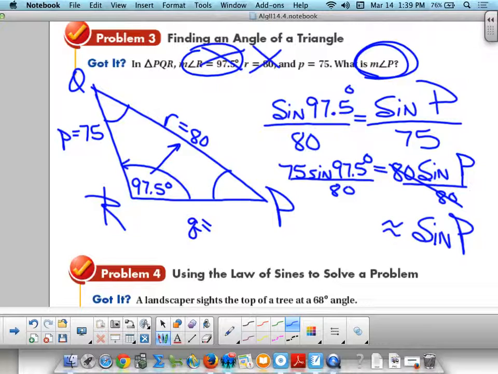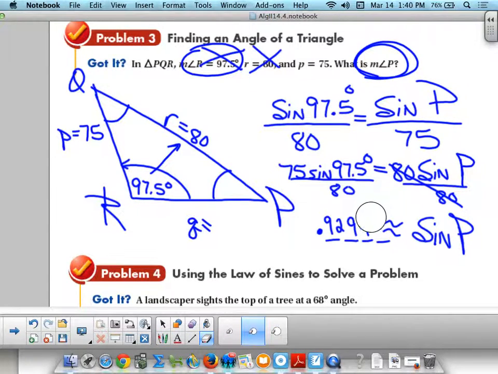Is this going to pop out an angle for you? Guys, sine of P, when you do all this work, is this popping out an angle? No. This is the ratio over here. We have to do this together. Give me 4 digits to the right of the decimal. 9294, or 5. Okay, so here's the deal.